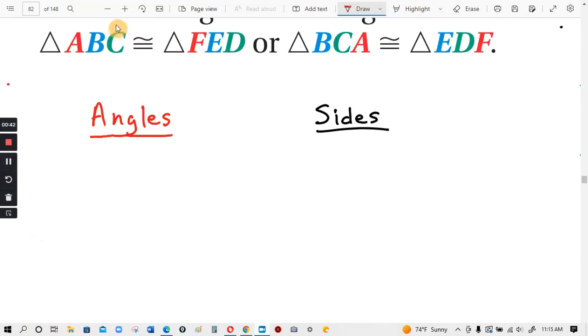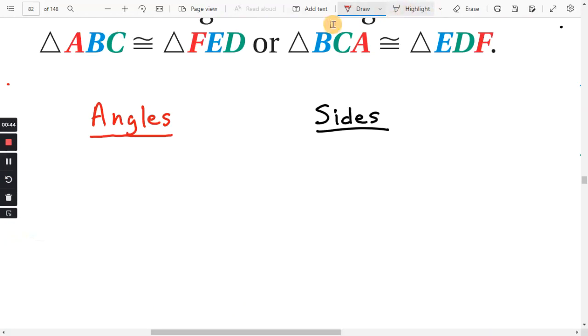Now let's say we have a statement like so. All right, I'll highlight this right here. Triangle ABC is congruent to triangle FED. Now you can tell which angles are congruent just based on this statement. We can match up the first letters, the second letters, and the third letters in this statement to see which angles are congruent or the same.